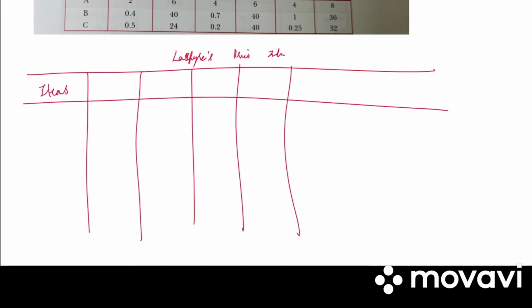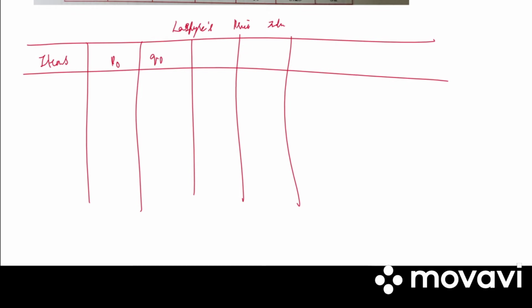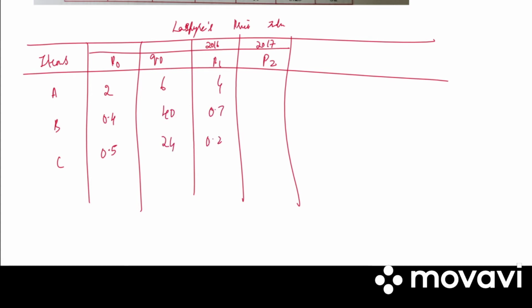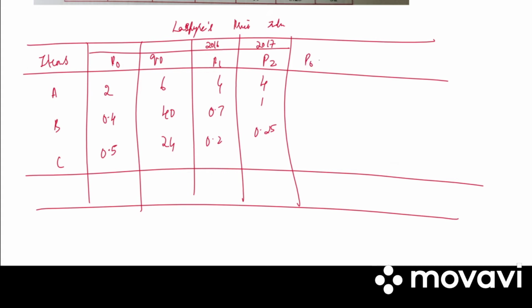So we have items. Base year P0 is given, Q0 is given. Then 2016, 2017, P1 and P2 are given. So items are A, B, C. 2, 0.4, 0.5, 6, 40, 24, 4, 0.7, 0.2, 4, 1, 0.25. We need to find P0, Q0.